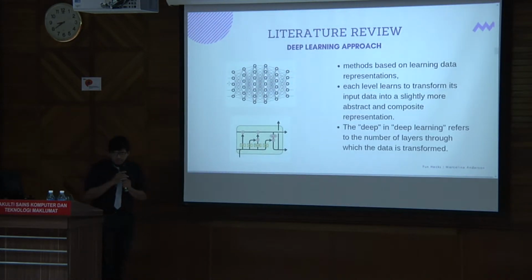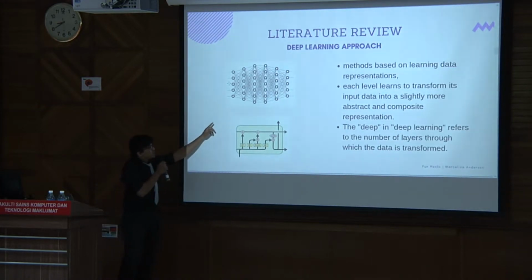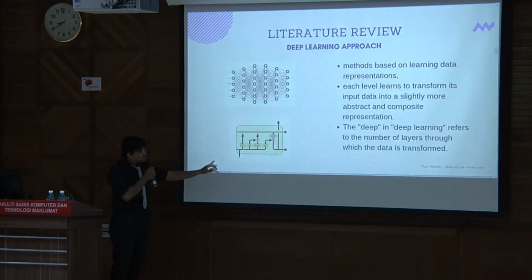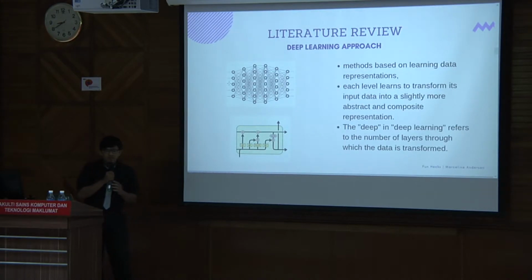Deep learning approach: the method is based on learning data representation. Each level learns to transform its input data into a slightly more abstract and composite representation. The deep in deep learning refers to the number of layers through which the data is transformed. The first picture is the multi-layer perceptron, one of the models in deep learning, and the second one is the long short-term memory cell, which resides in a recurrent neural network inside its layer.